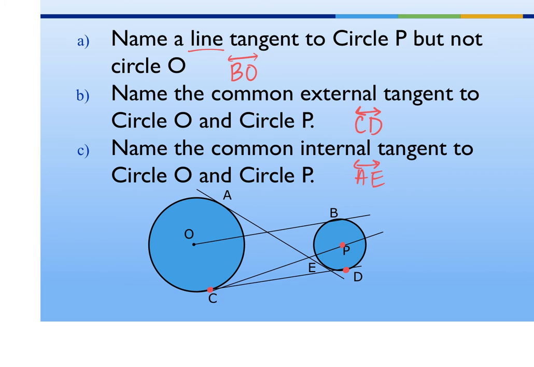Tangents are always lines unless specified otherwise. You guys got it? Is a secant a line or a segment?